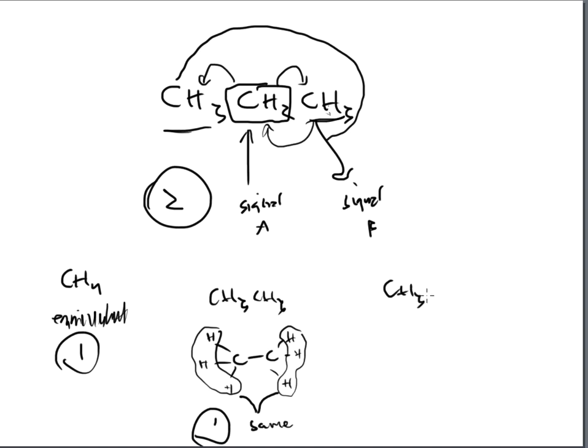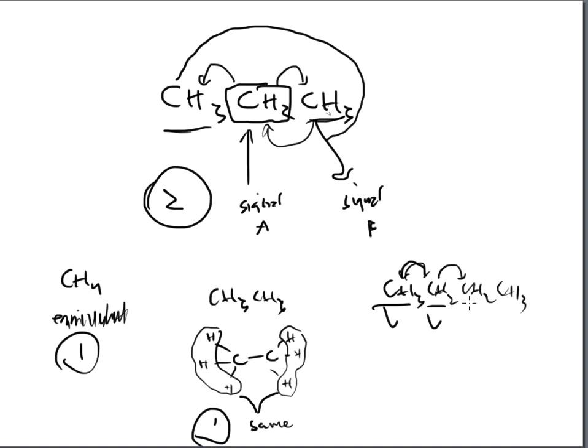If I go to CH3, CH2, CH2, and CH3, how many signals would we get here? Well, this carbon has one neighbor, and that is it. So we would get a signal there. This carbon, well, it has two neighbors. It's got a neighbor to the left and it's got a neighbor to the right. So this would be another signal that we would get from this molecule.